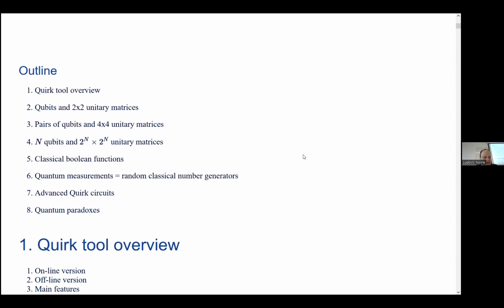So this is the outline. I will just give a quick overview of the tool, then go progressively to more complex circuits. First, circuits for single qubits, circuits for pairs of qubits, circuits for n qubits. Talk about how to implement classical Boolean functions with QuIRC. Talk also about the specific usage of quantum measurements to have some random classical number generators. And then for today, I hope that I will be able to show a few advanced QuIRC circuits. If not, I will do it next week. And for the quantum paradoxes, it will be next week.